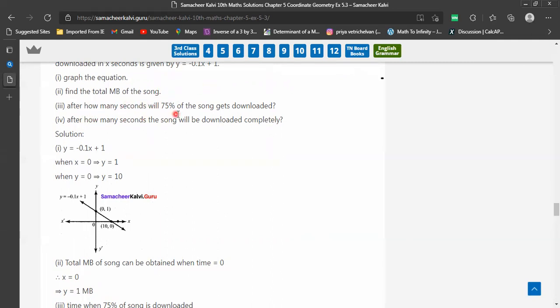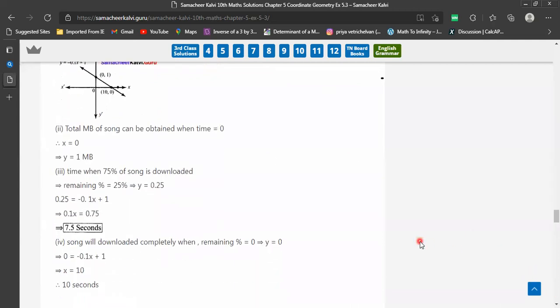The next subdivision is after how many seconds 75% of the song gets downloaded. Time when 75% of the song is downloaded. So the remaining percentage is 25%. So y is going to be 25 by 100, which is 0.25. So just substitute y as 0.25 in this. 0.25 is equal to -0.1 into x plus 1.